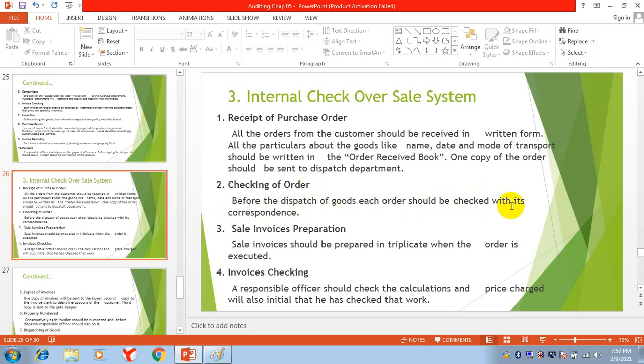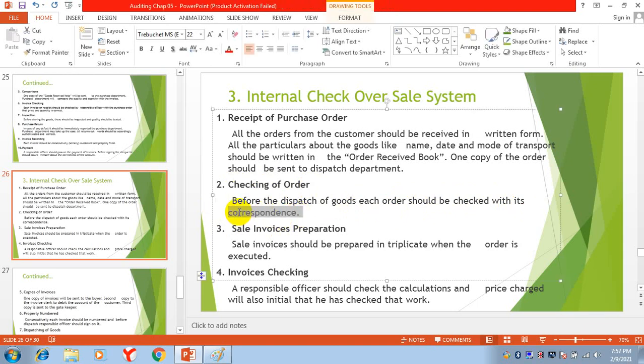Each order should be checked with its correspondence, with its purchase order. And you are sending goods, so you will compare it with the purchase order, whether you are sending the right goods, right quantity, whatever that is, so you will make sure.